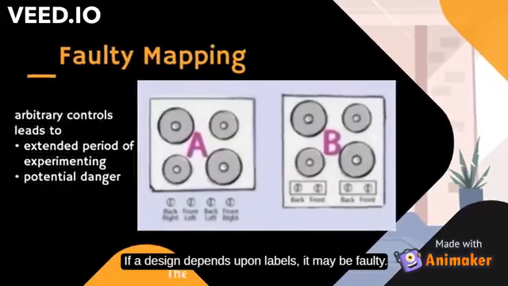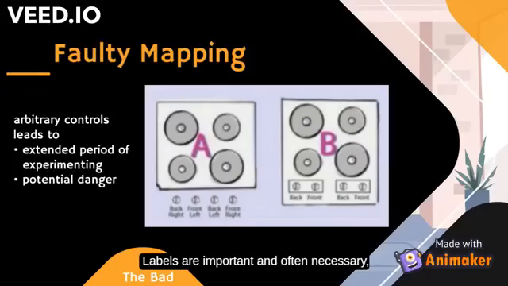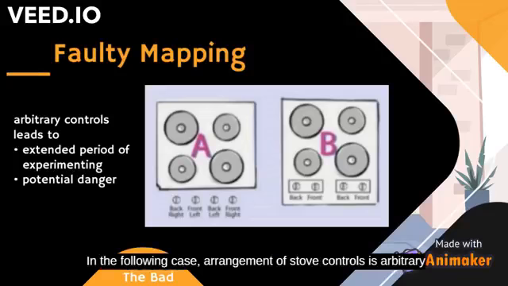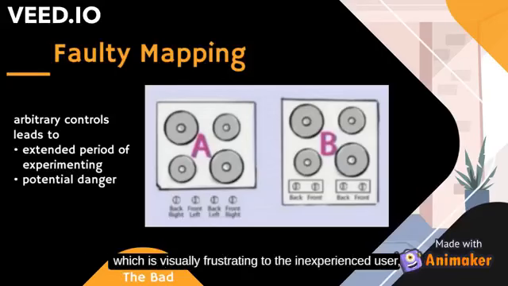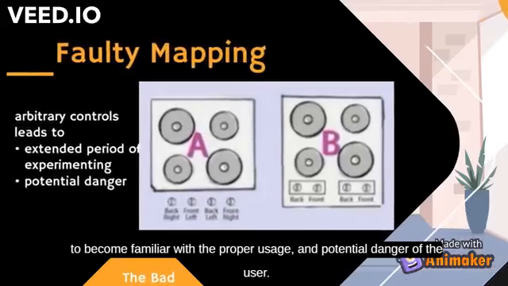If a design depends upon labels, it may be faulty. Labels are important and often necessary, but the appropriate use of natural mapping can minimize the need for them. In the following case, the arrangement of stop controls is arbitrary, which is visually frustrating to the inexperienced user, leading to a period of experimenting with the controls to become familiar with their proper uses and potential danger to the user.